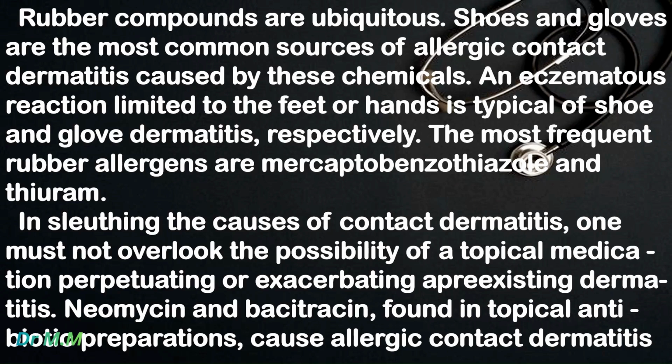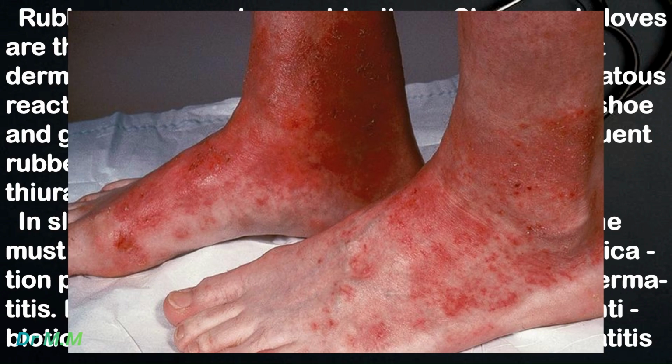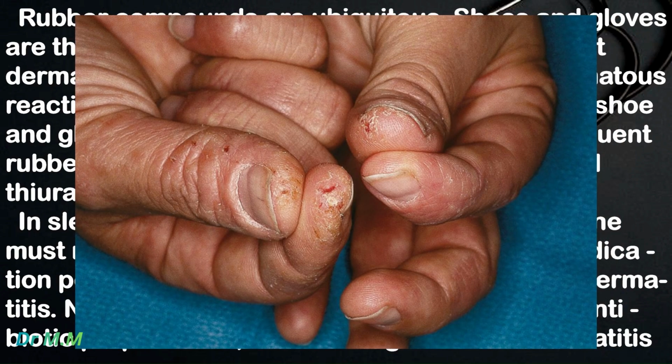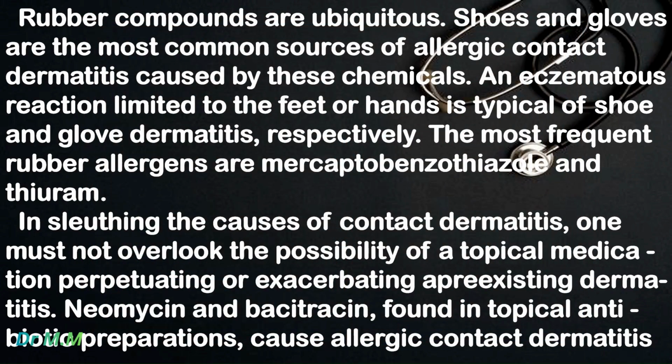Rubber compounds are ubiquitous. Shoes and gloves are the most common sources of allergic contact dermatitis caused by these chemicals. An eczematous reaction limited to the feet or hands is typical of shoe and glove dermatitis, respectively. The most frequent rubber allergens are mercaptobenzothiazole and thiram.